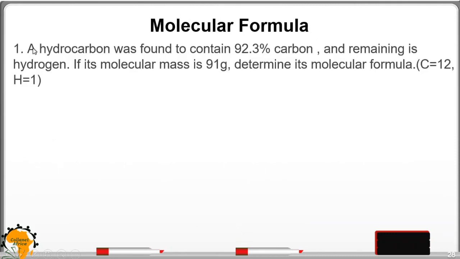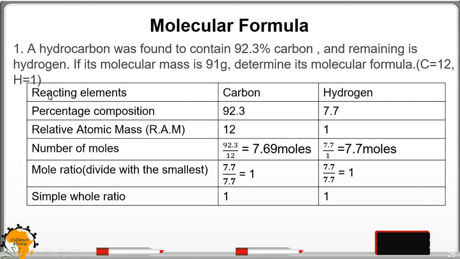As an example, a hydrocarbon was found to contain 92.3% carbon and the remainder was hydrogen. If its molecular mass is 91 grams, determine its molecular formula. Reacting elements, carbon and hydrogen, percentage composition of carbon and hydrogen 92.3 and 7.7, to make 100. This should give you 100. Relative atomic mass 12 and 1.